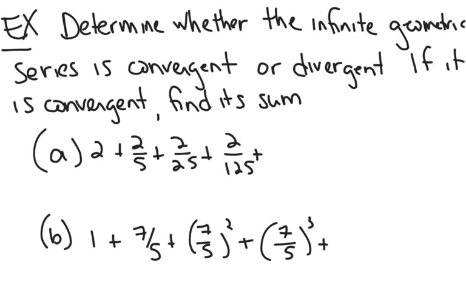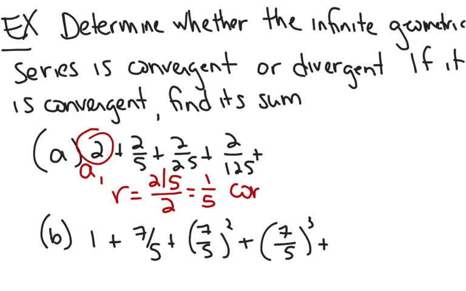Let's look at these two series and determine whether each infinite geometric series is convergent or divergent. If it's convergent, we can find its sum. So the first series, the first term is 2, and the common ratio is the second term divided by the first term. Well, 2/5 divided by 2 is 1/5. So since that value is less than 1, it is convergent.